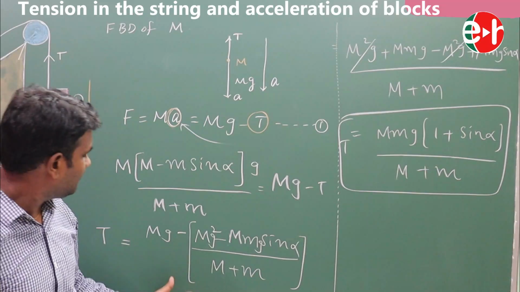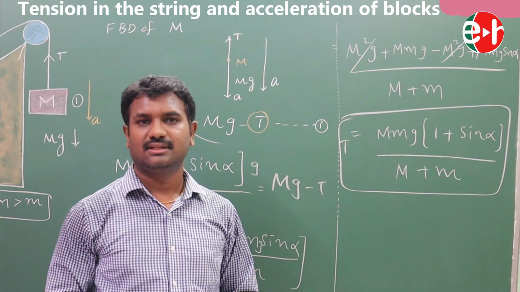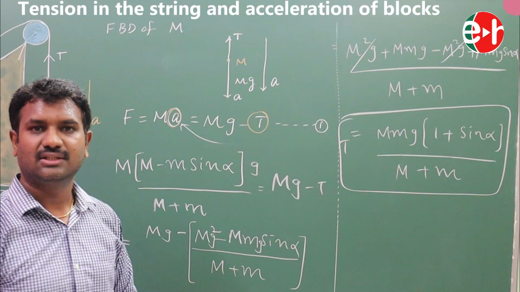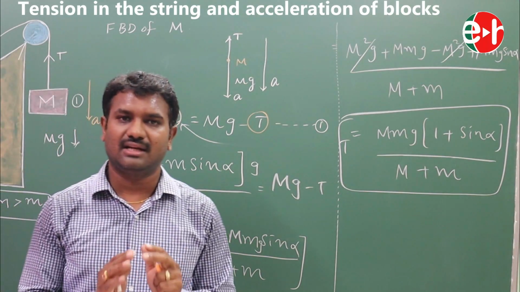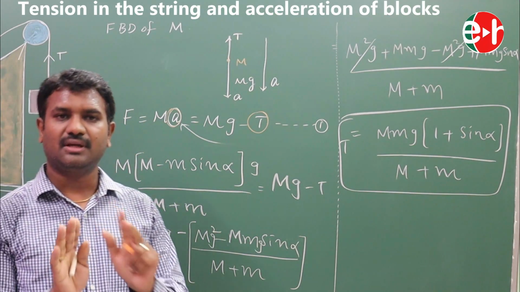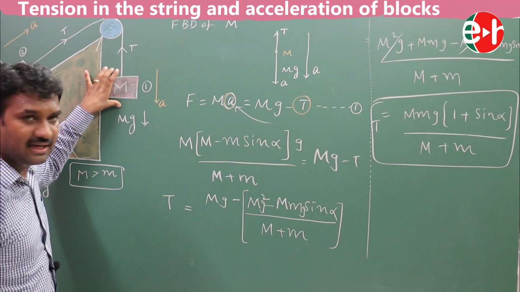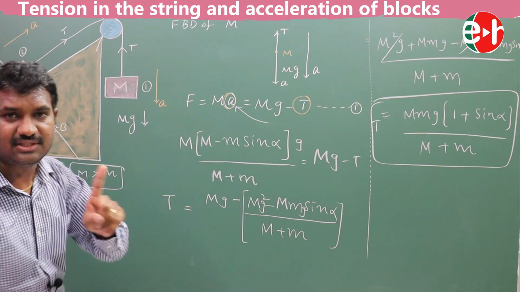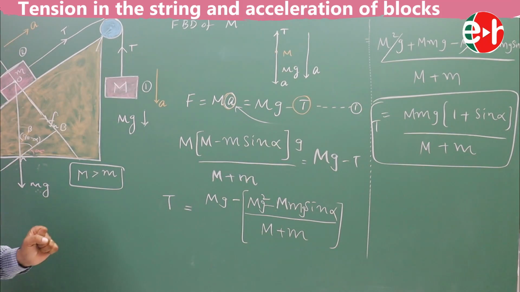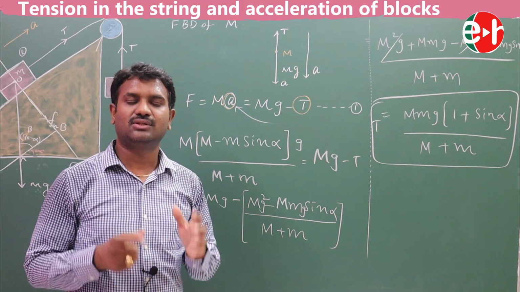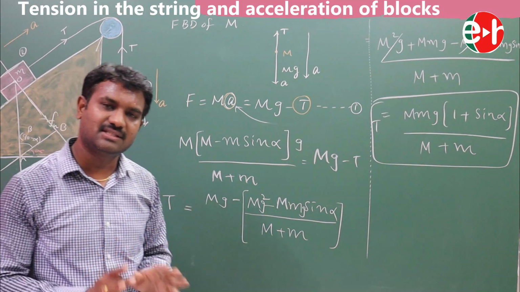I have derived the formula for tension like this. I am not interested in explaining the mathematical part. I have just done it. You try it, and you can understand. I hope you understood the physics behind this problem. What I have done is I took the free body diagram of capital M and wrote one equation. I took the free body diagram of small m and wrote another equation. And I solved these equations to get tension and acceleration. My physics is over.